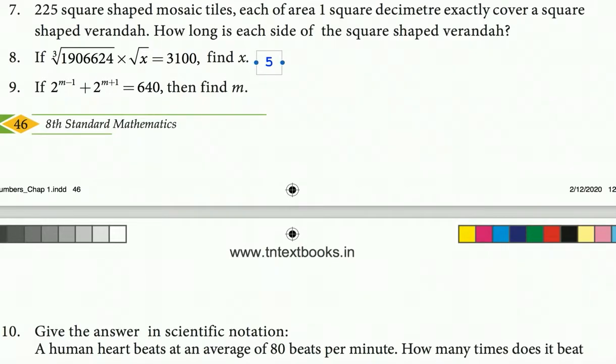This is not multiplication, this is addition, simple addition. But what we can do, 2 power m by 2, 2 power m into 2. You got the point? But how to write 2 power m? 2 power m I am taking it as x. Okay. x by 2 plus x into 2 equal to 640.